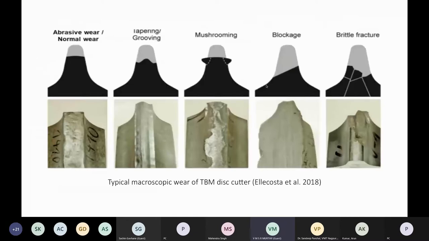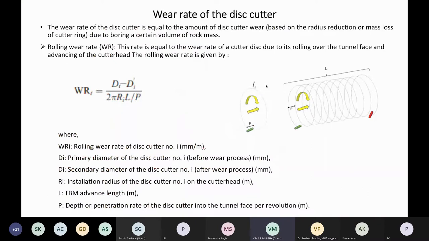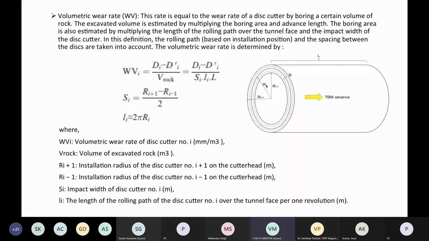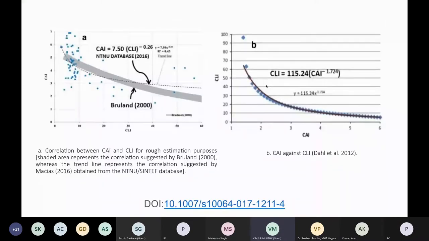And the wear mechanisms are another important point which tunneling engineers are really plagued by. You can see often cutter consumption and their replacement takes away 30 to 40% of your time. So proper characterization of the rock as well as the tool is equally important. These are the different kinds of wear patterns that we can see. Here we also did some studies on the rolling life in different positions, what kind of mass losses can happen, and how we relate the abrasion value steel with cutter life index, and the previous work that has been done with Cerchar abrasivity and cutter life index.